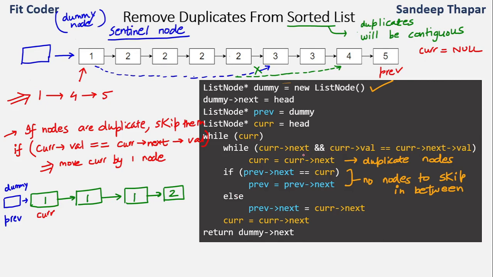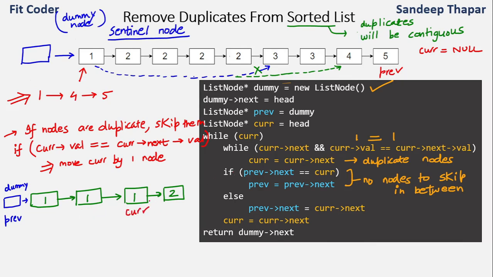So now we are checking if the two nodes are duplicate. So current is at 1. So current next is also 1. So these are duplicate. So we'll move current by one node. So current will come at the next one. Now again in this while loop, we'll check if current val is equal to current next val. So these are also equal. So current will move by one node.